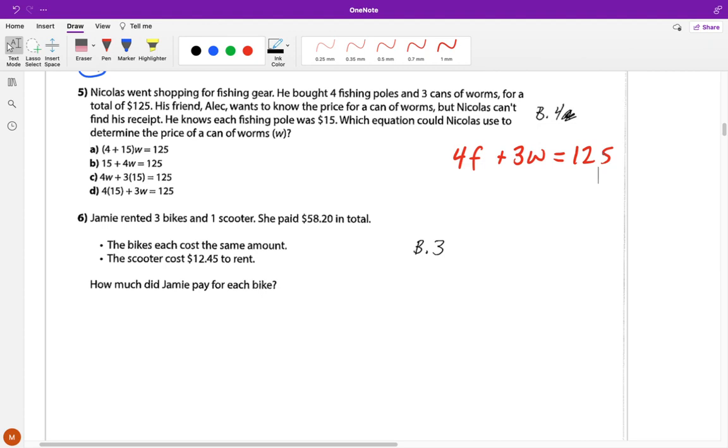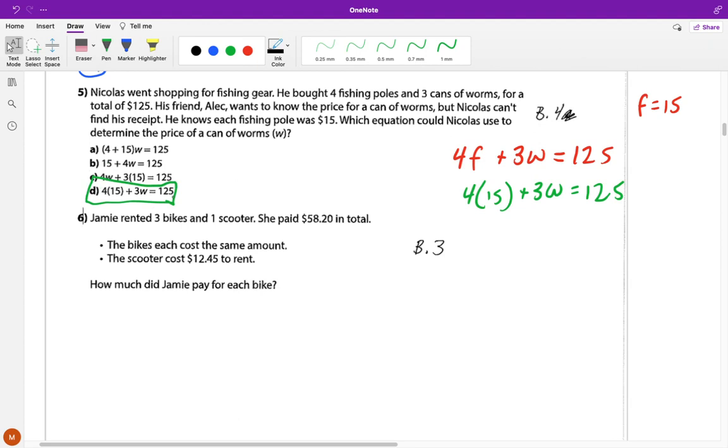And then it says he wants to know the price of a can of worms. He can't remember, but he knows that a fishing pole is 15. So that means that F is equal to 15. I'm going to then substitute that 15 in for F. So 4 times 15 plus 3W is then equal to 125. And if we look here, that is represented by this equation.